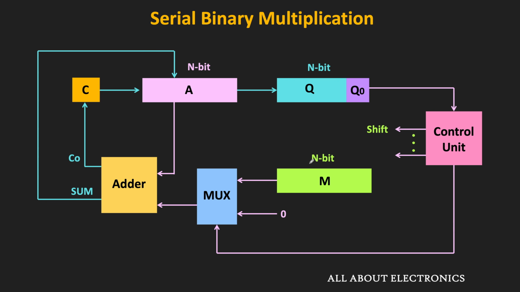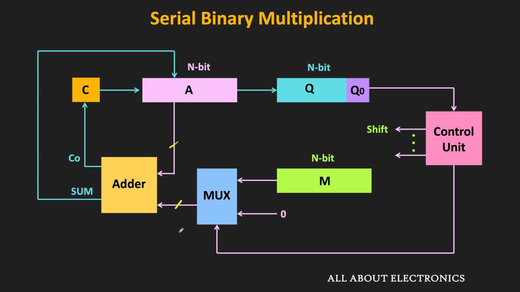And here, to control the add and shift operations and to count the number of iterations, we will also require the control unit. So here, this control unit checks the Q0 bit of the Q register, and based on that, it will generate the selection input for this multiplexer. So here, if Q0 is 0, then the 0 will be selected, while if the Q0 is 1, then the M will be selected. That means one of the inputs to the adder is this A register itself, while the other input is the output of this multiplexer.